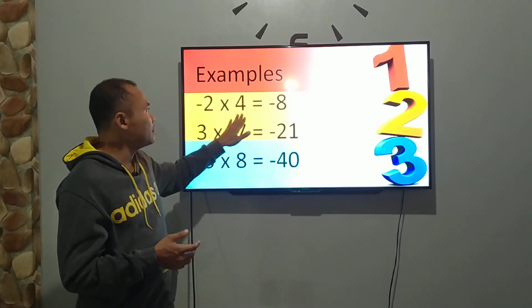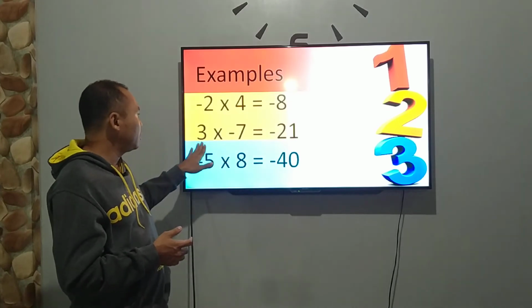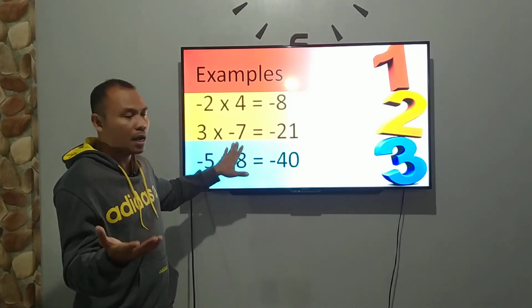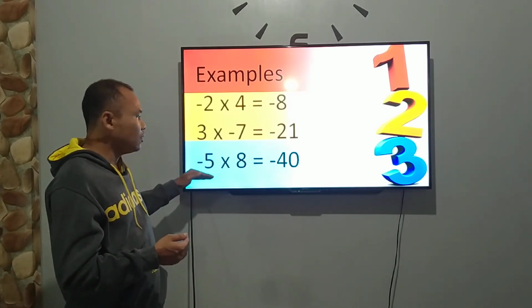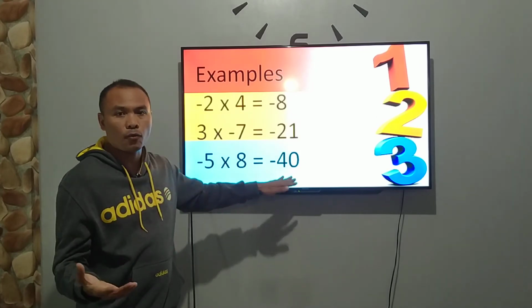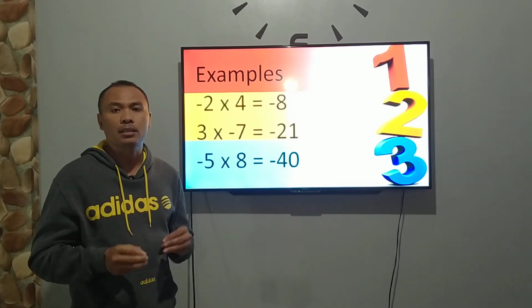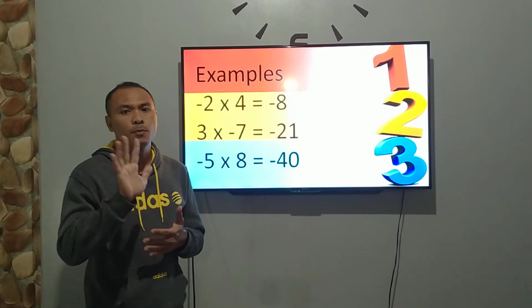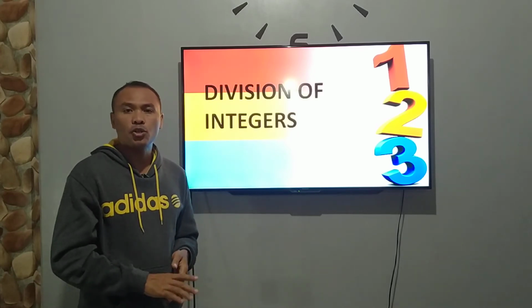Tingnan nyo, negative 2 times 4 is negative 8. 3 times negative 7, magkaiba, negative 21. Negative 5 times 8 is negative 40. Basta magkaiba, ang product ay negative. And let's proceed with the division of integers.